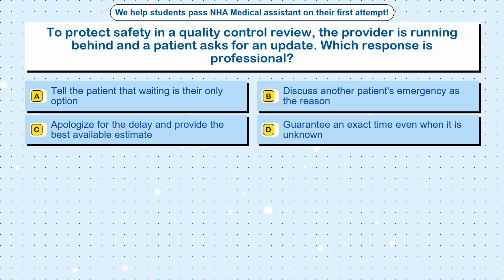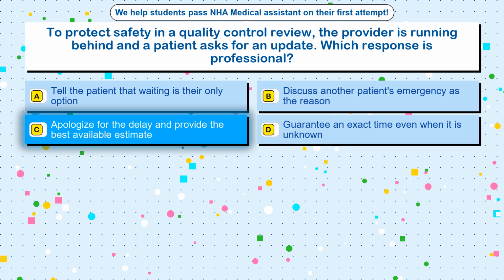Question 54. To protect safety in a quality control review, the provider is running behind and a patient asks for an update. Which response is professional? Option A, tell the patient that waiting is their only option. Option B, discuss another patient's emergency as the reason. Option C, apologize for the delay and provide the best available estimate. Option D, guarantee an exact time even when it is unknown. The correct answer is option C, apologize for the delay and provide the best available estimate.